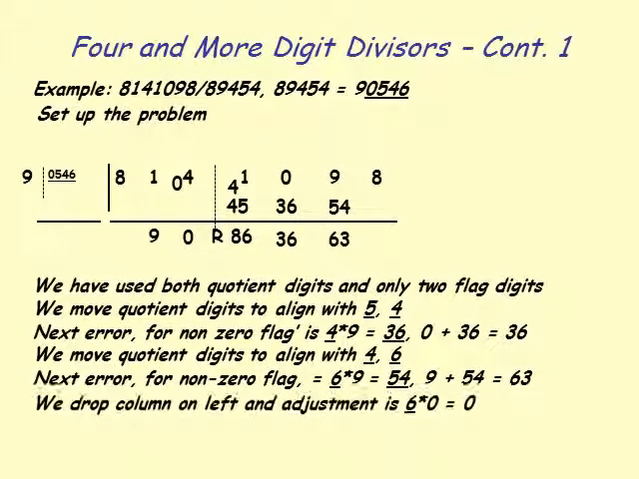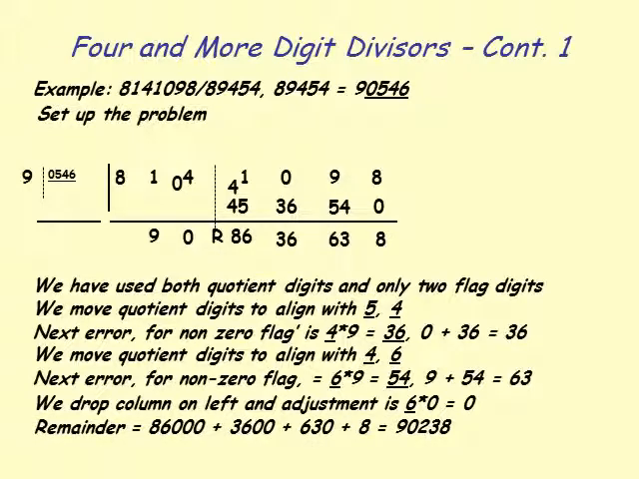Let's continue here. Now we have used all the columns from the flag digits and all the columns from the quotient digits, and we are going to the right. We will now drop a column on the left. We will be left with a negative 6 and a 0. Okay, and the adjustment is 0, because that is 0. So we would make an adjustment of 0 in the next column. That means 0 and 8.